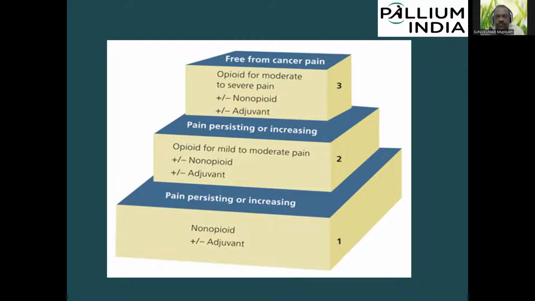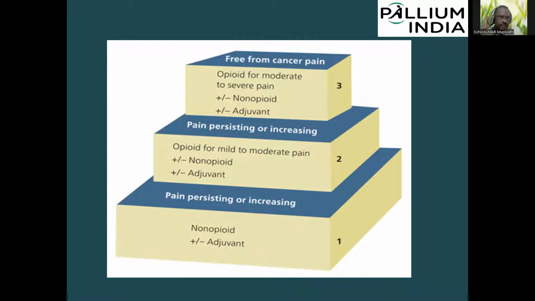Morphine. Yeah, morphine. Anything else? Methadone. Methadone, yes. Fentanyl patch. Fentanyl, yeah. Buprenorphine. Buprenorphine, we have not included in step three. We usually say we have three opioids which are available to treat moderate to severe pain. So those three are morphine, fentanyl, and methadone.